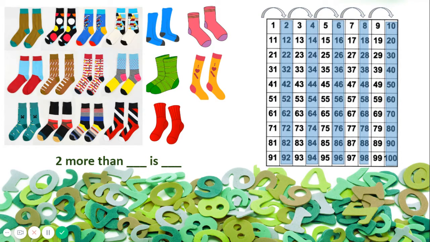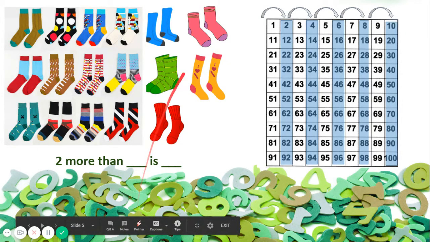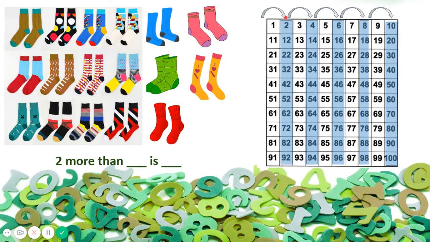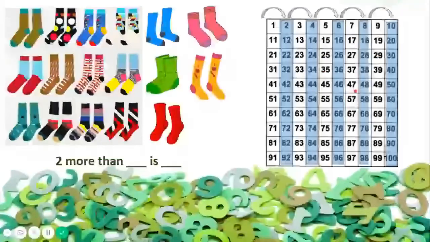So now here we have an exercise with a lot of pairs of socks, and we also have a 100 chart here. What are we going to do? Since we have pairs of socks, we have 2 socks for each one, we are going to count them by 2's. Let me get my pointer. As you could see, we're going to go from 0 to 2 because we're going to skip count. So from 0 to 2, 4, 6, 8, 10, and so on.